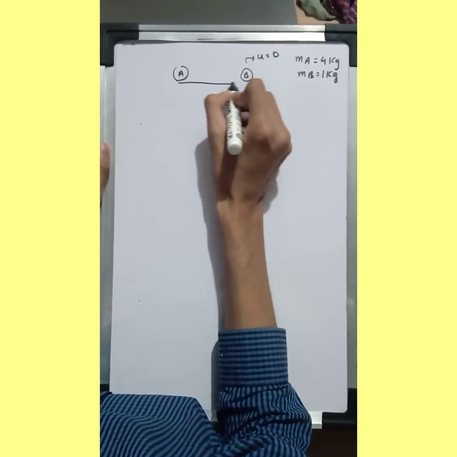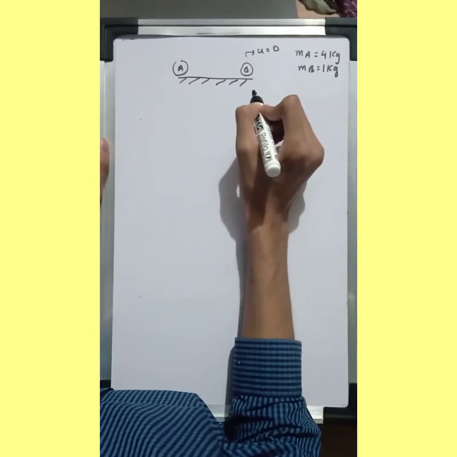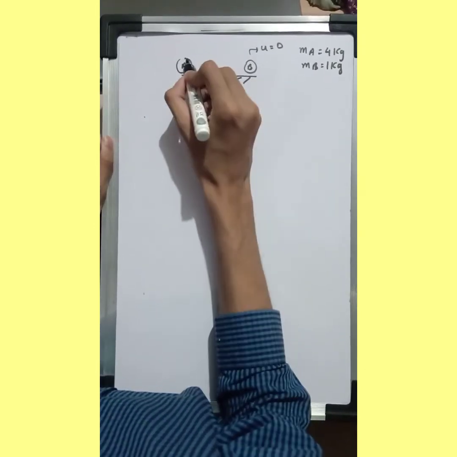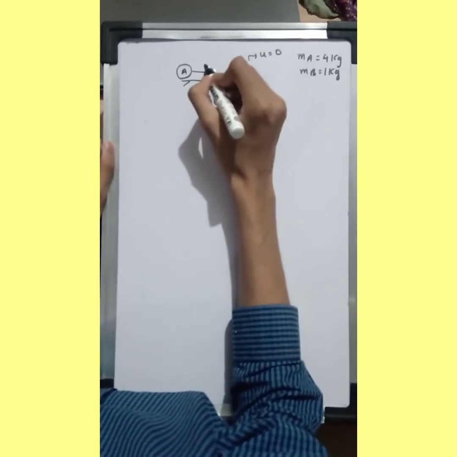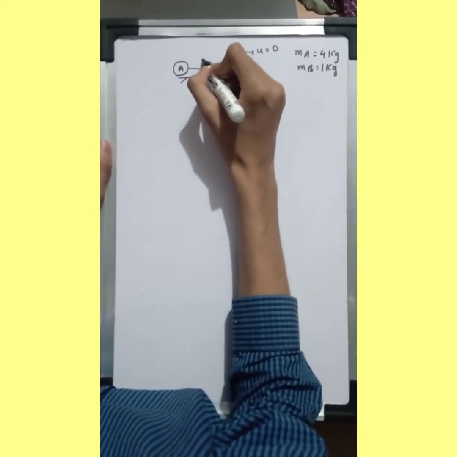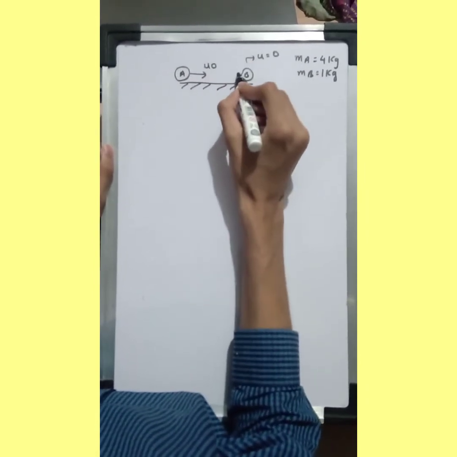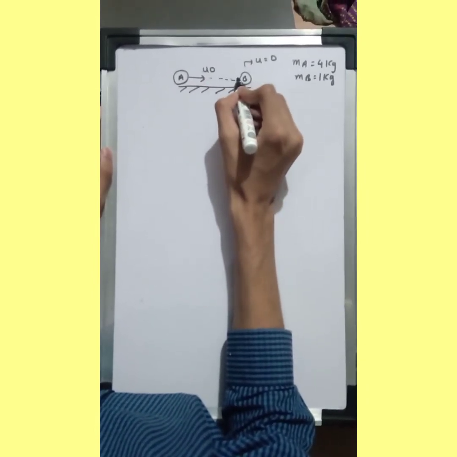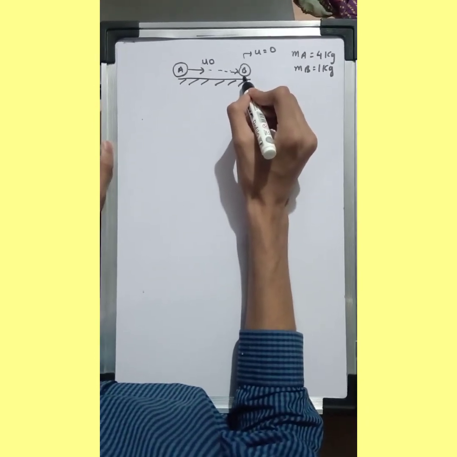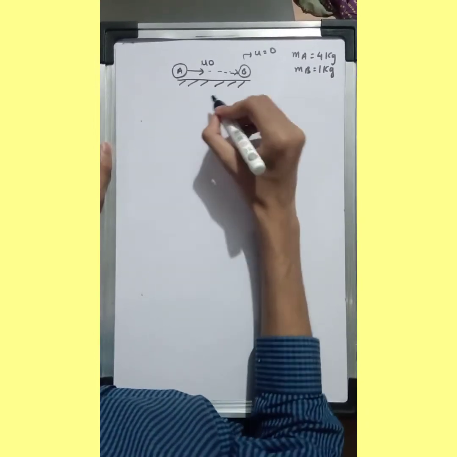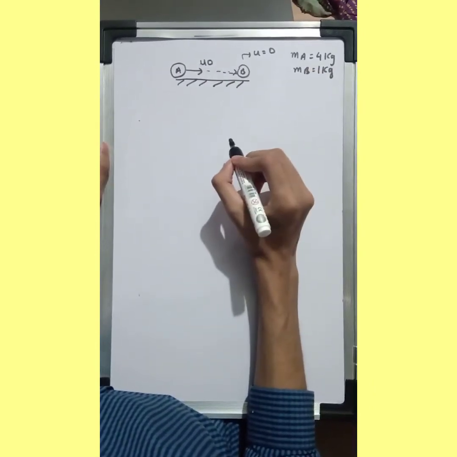So this is the surface, and we are given that the ball A comes along a straight line with some velocity. Let us call it as u0. It comes near to ball B and it collides with it. So after collision, what will happen? The balls will move in some direction.